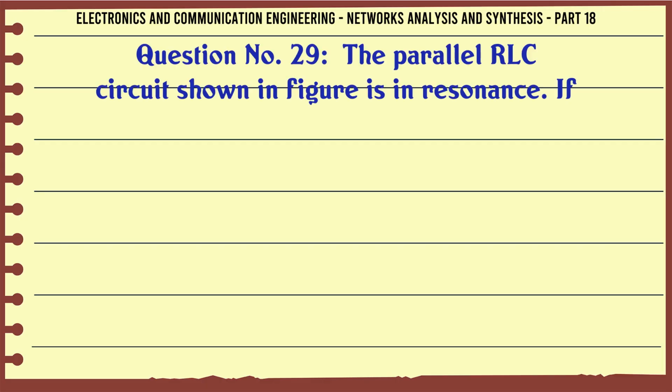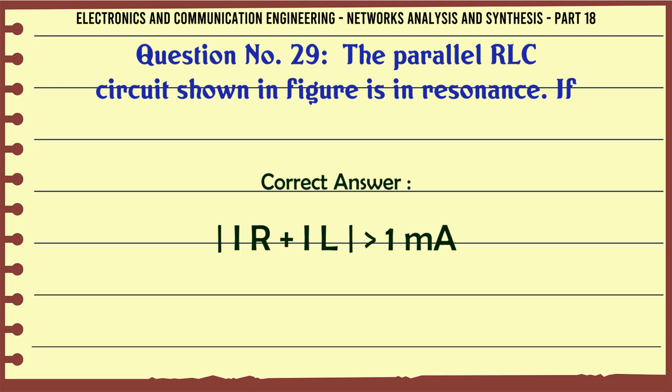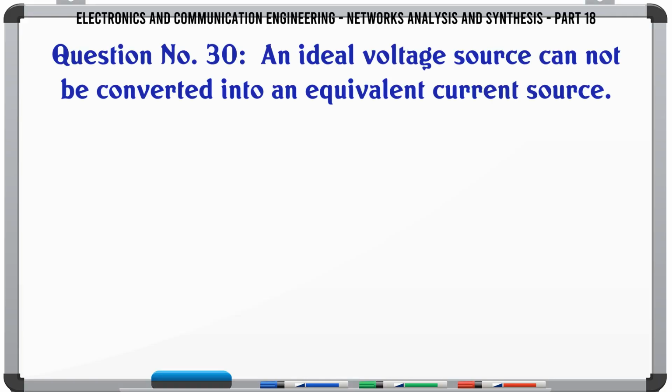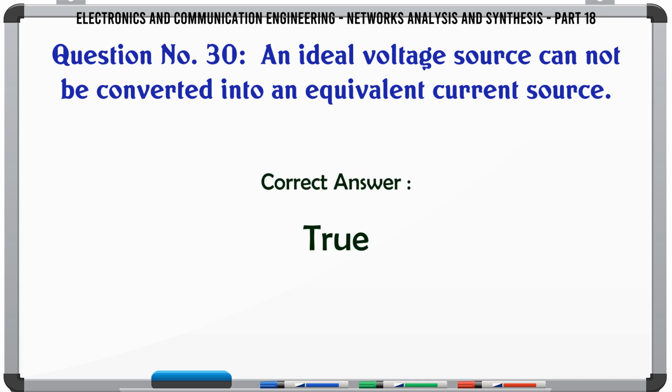The parallel RLC circuit shown in figure is in resonance if A, IR = 1 mA; B, IR = IL = 1 mA; C, IR = IL = 1 mA; D, IL = IC = 1 mA. The correct answer is IR = IL = 1 mA. An ideal voltage source cannot be converted into an equivalent current source. A, true; B, false. The correct answer is true.